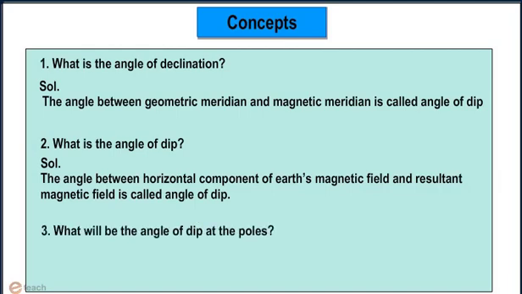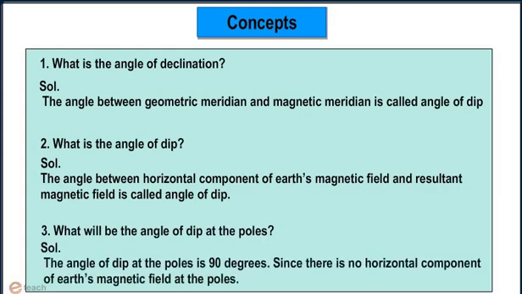Question 3. What will be the angle of dip at the poles? Solution: the angle of dip at the poles is 90 degrees since there is no horizontal component of Earth's magnetic field at the poles.